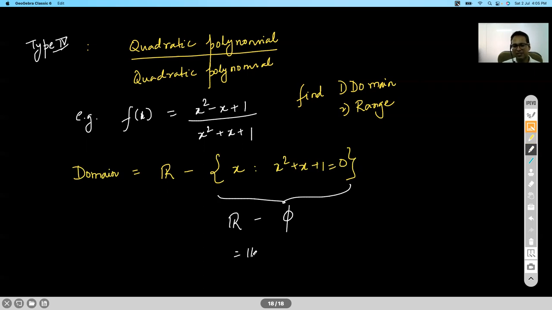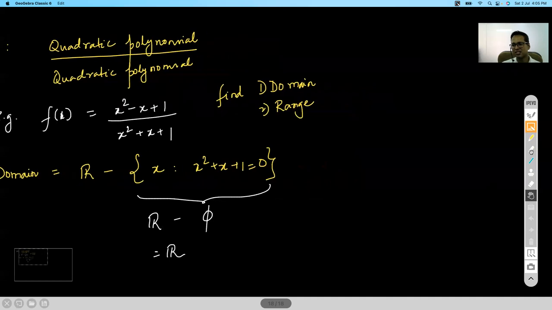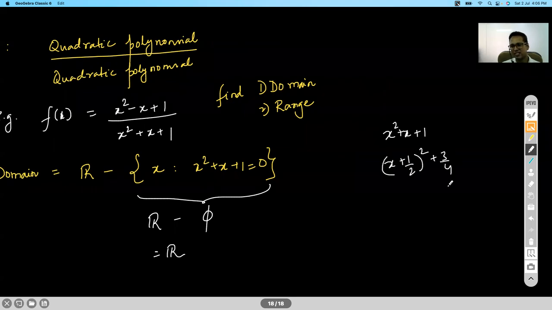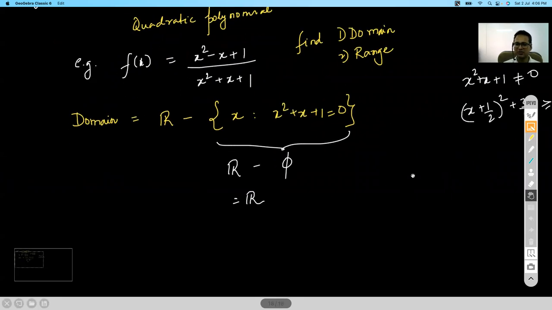Why will it never happen? It is because x square plus x plus 1, if you complete the square, will look like this. So this quantity will always be greater than or equal to 3/4, so it can never be zero. So this will not give you any answer. So you don't exclude anything from the real numbers, and hence your domain is all real numbers.